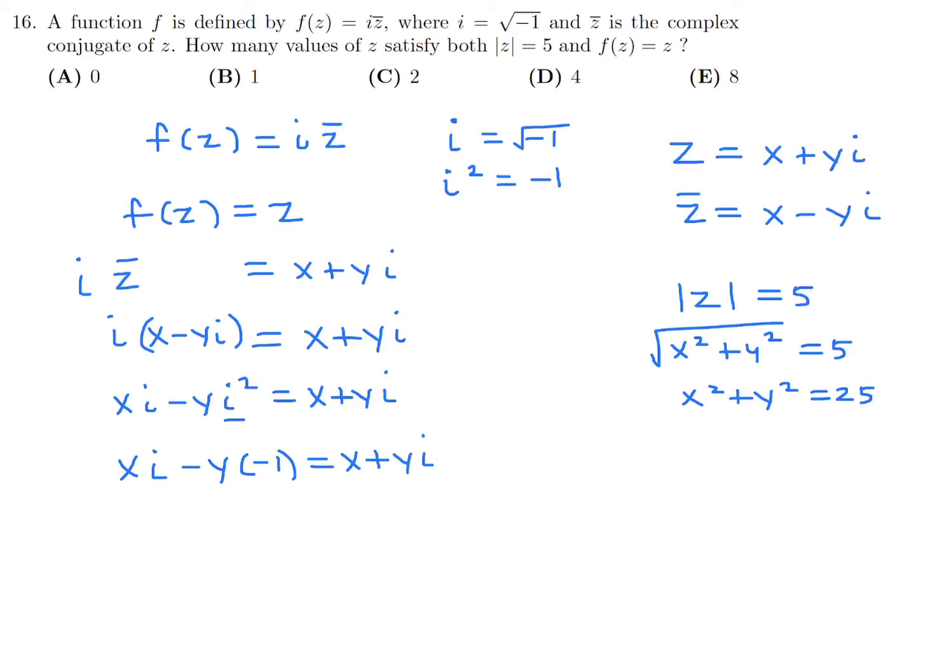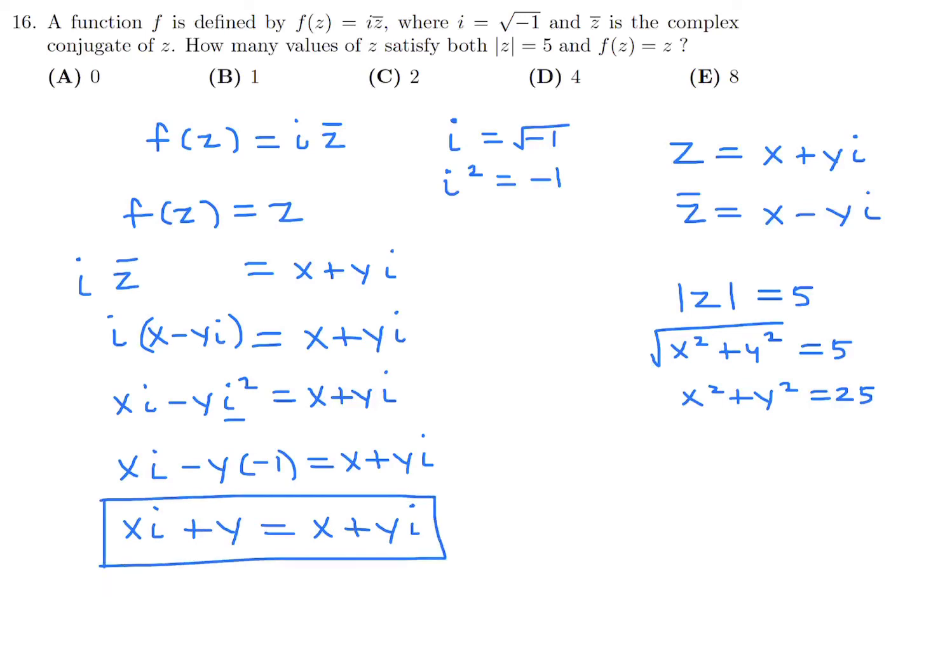So this becomes xi plus y is equal to x plus yi. So after all that, this is what we came down to. Now, xi plus y is equal to x plus yi. Now, the only way this can possibly be true is if x is equal to y. That's the only way that can work. And if it does equal, you would get basically xi plus x is equal to x plus xi. And as you can clearly see, that is equal.